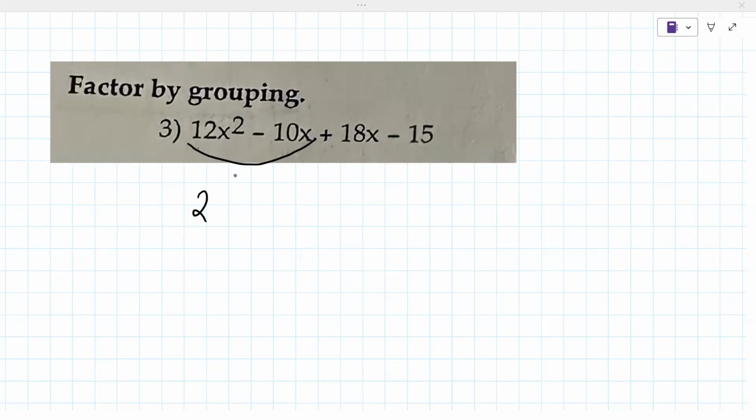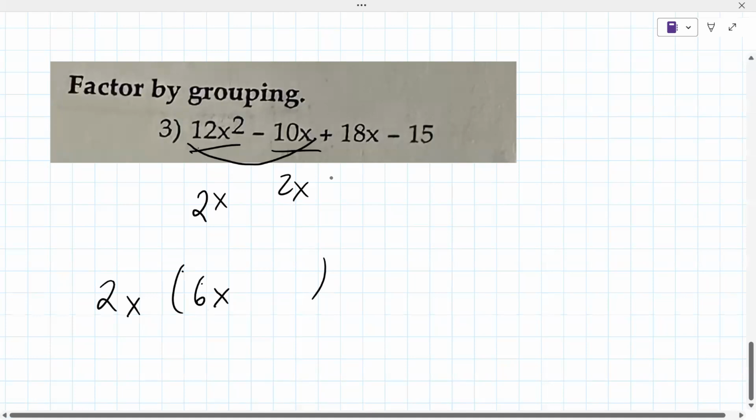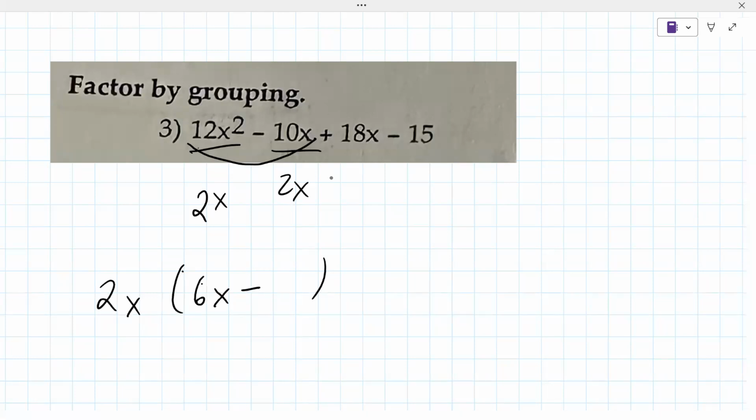Okay, so you're going to divide each of these by 2x. So what does that become? It would be 6x. 6x. Oh, wait. Minus 5x. It is not 5x.